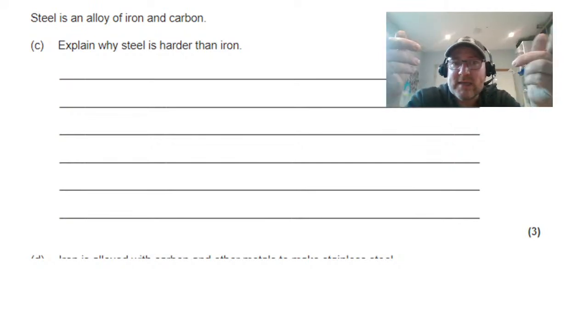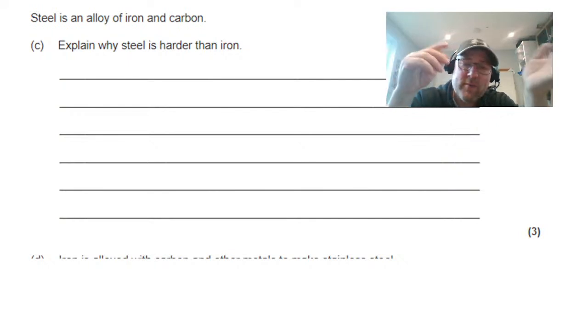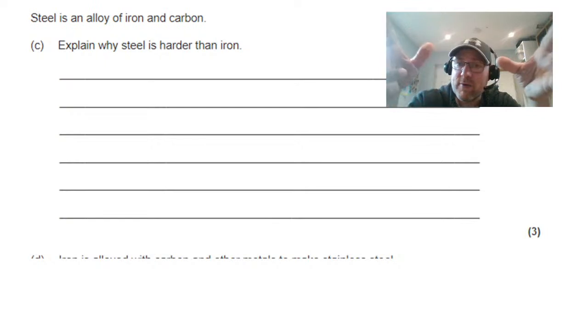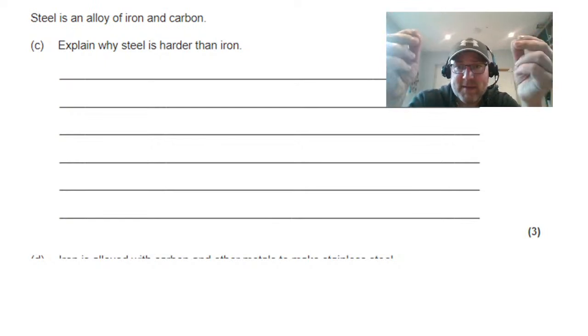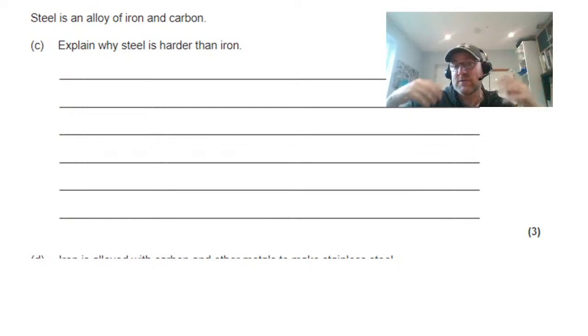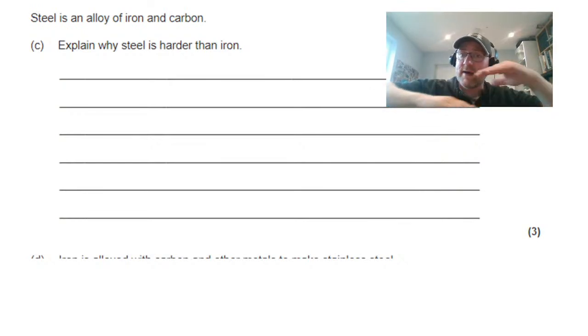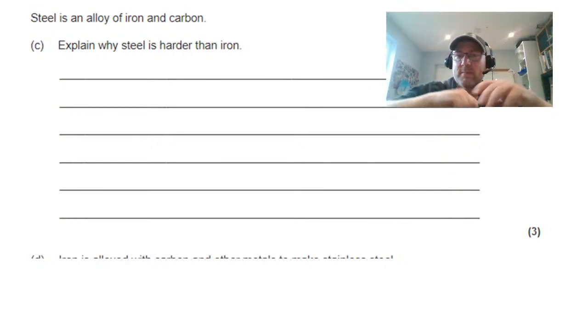So steel is an alloy of iron and carbon. Explain why steel is harder. You need to know why alloys are harder. Alloys have different sized elements. And pure metals, like any pure metal, iron, gold, anything that's pure, are arranged in layers, and the layers can slide. That makes them malleable and ductile, all because the layers can slide.